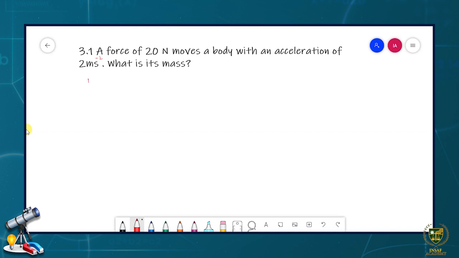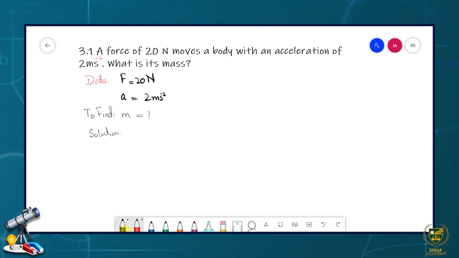सो राइट डाटा फर्स्ट. सो डाटा हमें यहां पर गिवन है फोर्स F which is equals to 20 Newton and we have acceleration A which is equals to 2 meter per second square. Now we have to find mass M which is equals to question mark. So this is the quantity which we have to find. Now write solution.